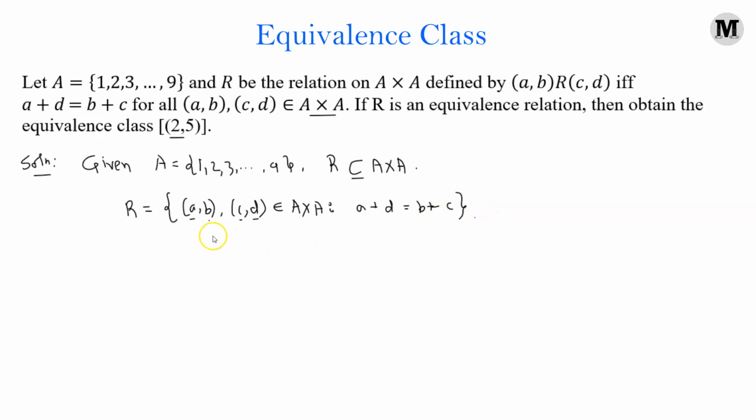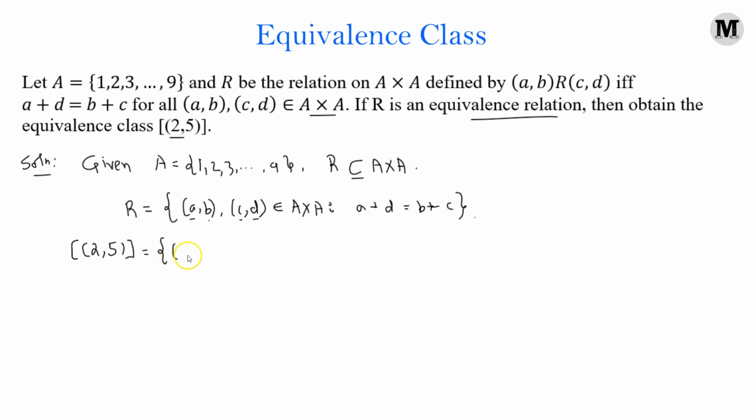Okay, fine. Now we have to find out, and it's also given that R is an equivalence relation. That means the relation R is symmetric, it is reflexive, and it is transitive in nature. Now we need to find out the equivalence class of the ordered pair (2, 5). Okay, now this is going to be a set.